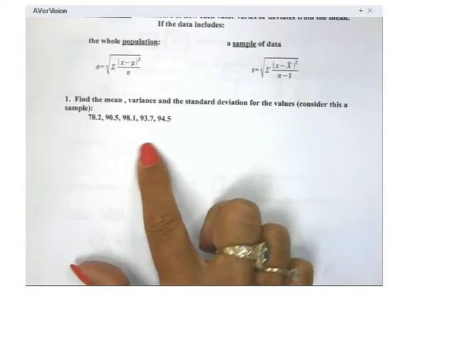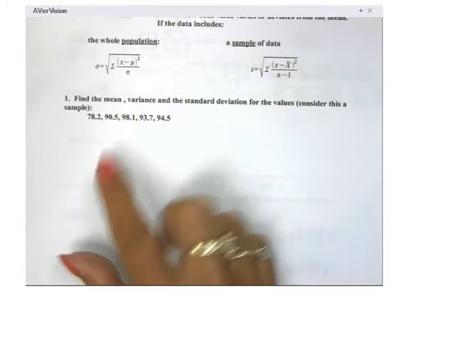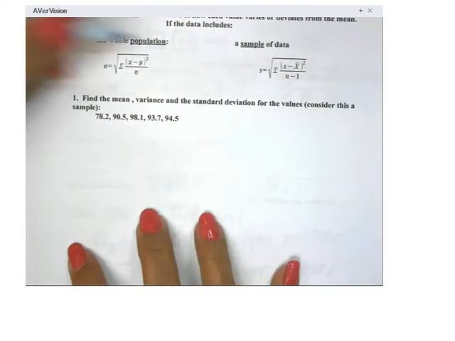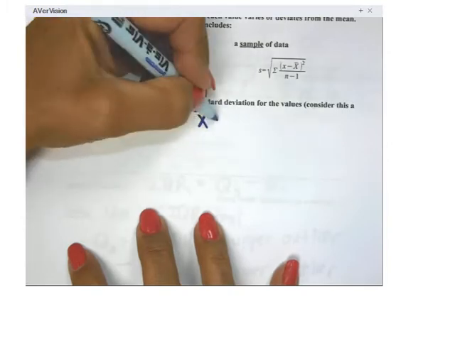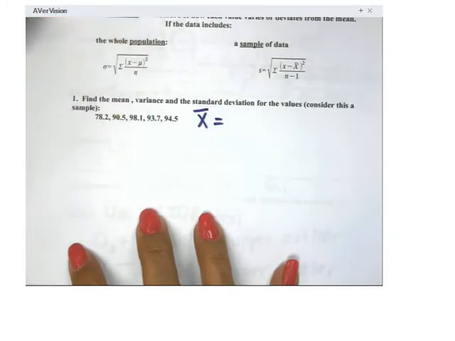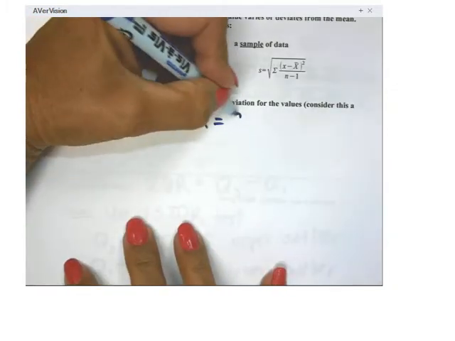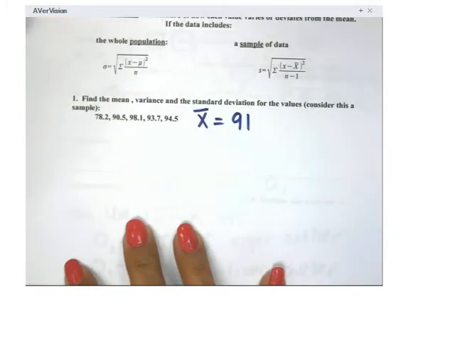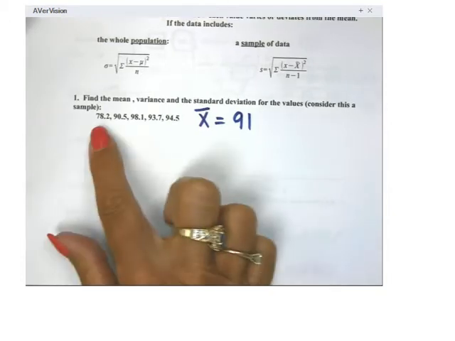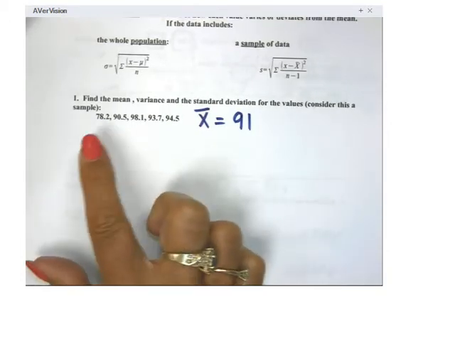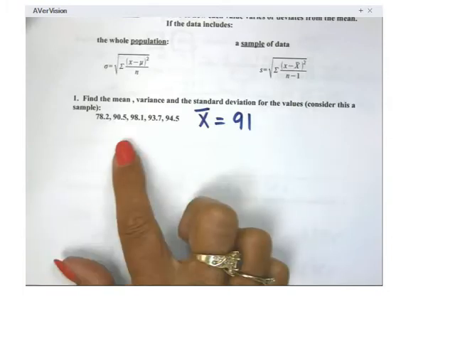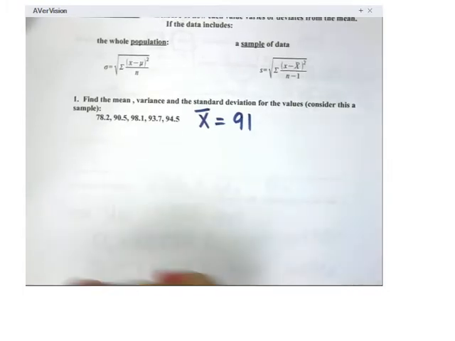All right, so first of all, in order to find the variance and standard deviation, we have to determine the mean. So we have to add up all the numbers and divide by how many there are. And I already did that. I added up these values, of which there are only 5, and I got my mean to be 91. So that's the measure of center. We do not use median or mode when we're calculating a standard deviation or a variance.